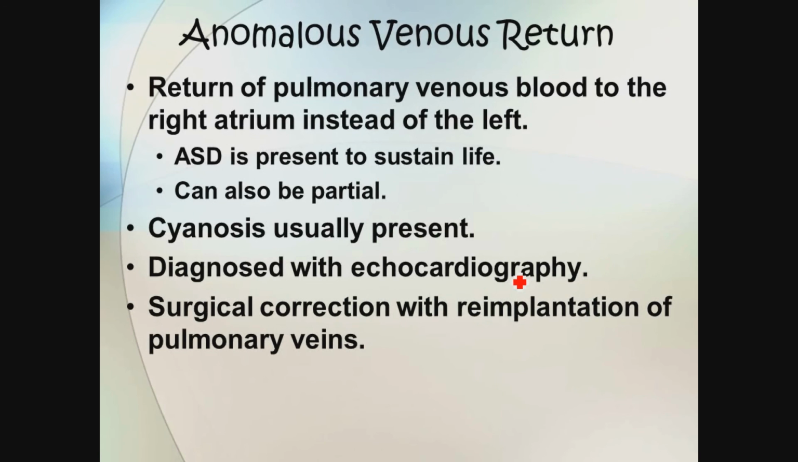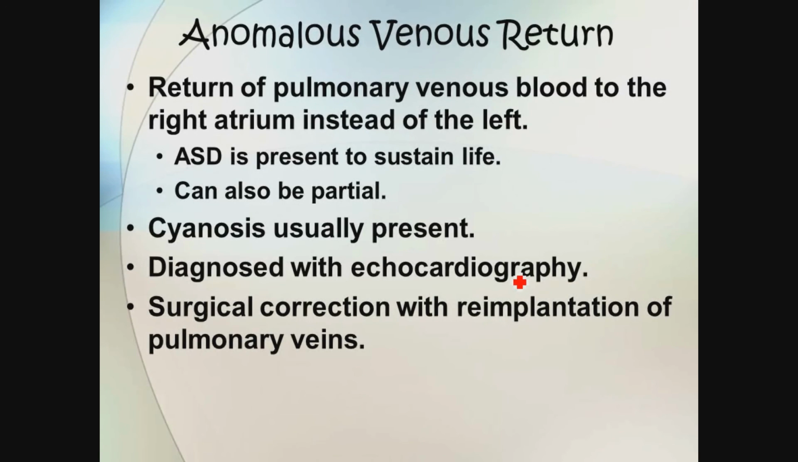Anomalous venous return, meaning that we have pulmonary venous blood being dumped into the right atrium instead of the left. Coming back from the lungs, it doesn't go to the left atrium. It joins up with the superior vena cava and actually dumps right back into the right atrium. If you didn't have an ASD, obviously you wouldn't be able to live.